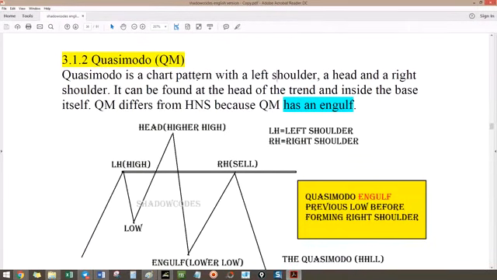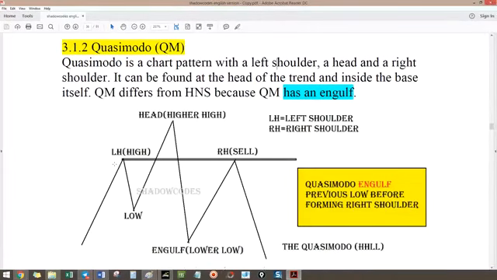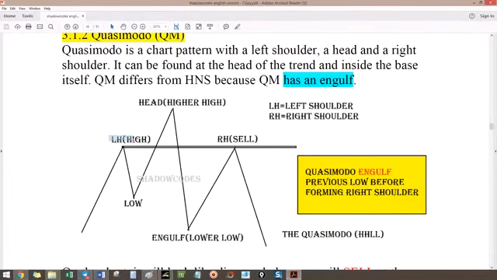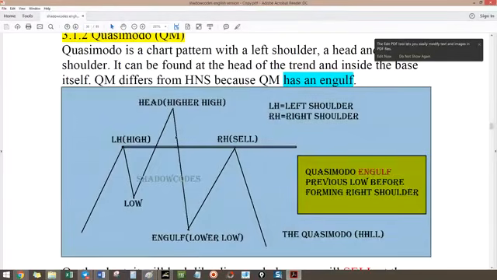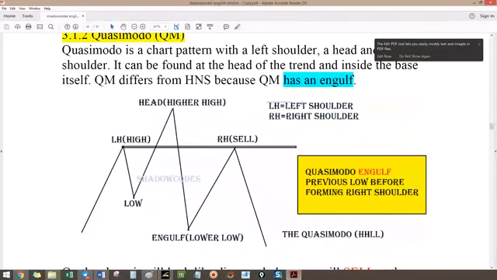So Quasimodo is a chart pattern with a left shoulder, a head, and a right shoulder. It can be found at the head of the trend and inside the base itself. QM differs from HNS because QM has an engulf. So you see over here you got the left shoulder, the right shoulder, and the head. I'm sorry regarding this. This is from a friend of mine who is helping me translate this ebook. So it's wrongly written over here, left shoulder, right shoulder.